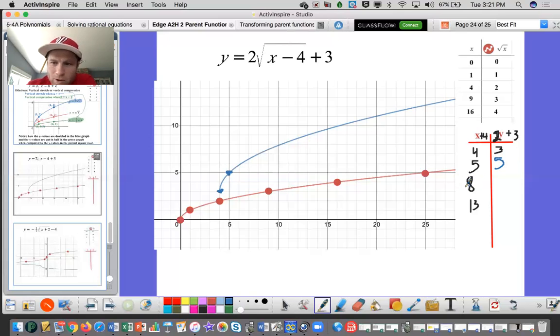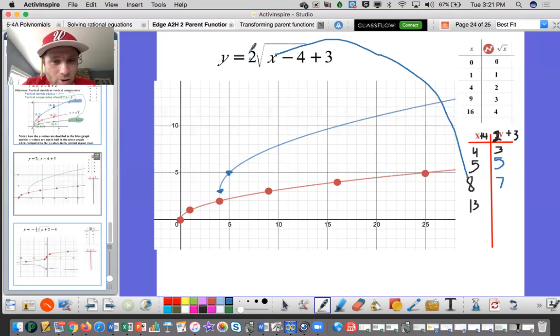Now, let's run through one of these, to make sure we understand why. I'm taking this 8 and I'm plugging it in here, right? 8 minus 4 is 4. The square root of 4 is 2. 2 times 2 is 4. And 4 plus 3 would be 7. Now, do the shortcut, since I showed you what's actually happening: you're doubling the original parent function y, plus 3. We were at this one, right? So take 2 times 2, which is 4, plus 3, which is 7. That's a little bit quicker.